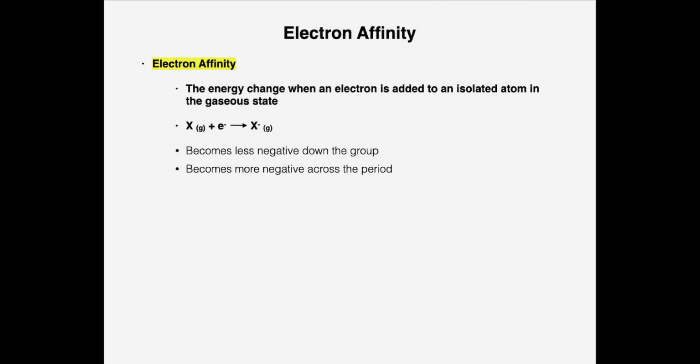Next, electron affinity. Electron affinity is the energy change when an electron is added to an isolated atom in a gaseous state. The equation shows an electron adding on to a neutral gaseous element X and becoming a negative ion. Trends in electron affinity are not as well highlighted compared to the trends previously learned. However, the electron affinity becomes less negative down the group and becomes more negative across the period.